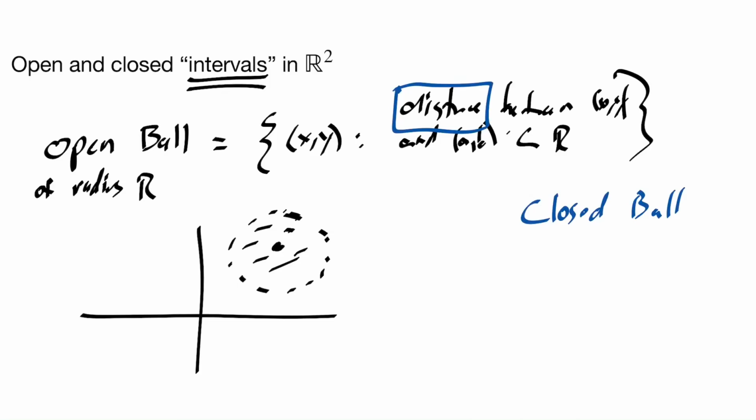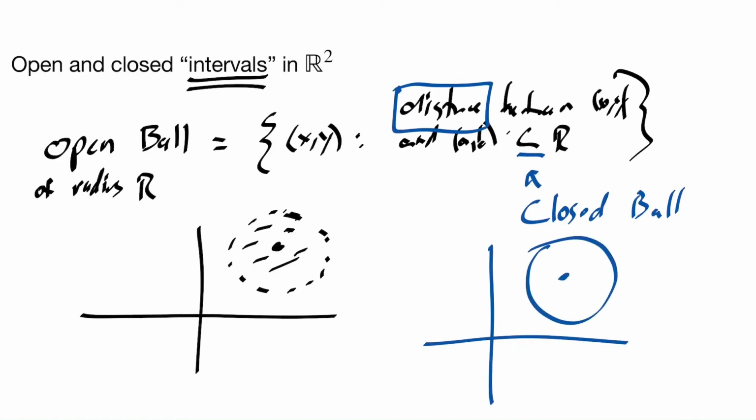And then similarly, we have a closed ball. And the closed ball is the exact same thing with a less than or equal sign. And so we would have that (a, b) point in the middle, and what would we do? It would look something like this.